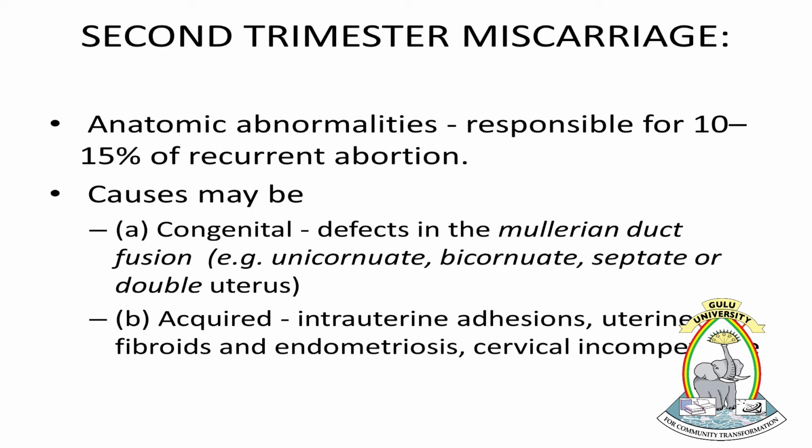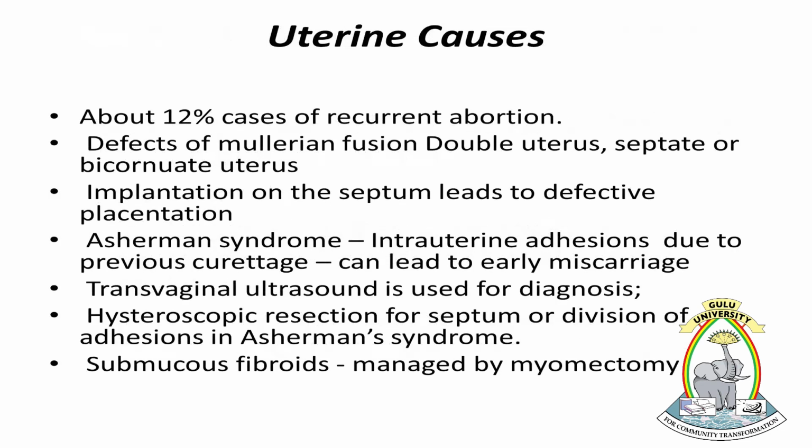If the pregnancy loss is within the second trimester, it may be because of anatomical, acquired defects. It may be congenital defects or acquired defects. The acquired defects may be because of adhesions that are created within the uterine cavity, especially Asherman syndrome. And then you have uterine fibroids and endometriosis that may also affect this and distort the architecture of the uterus, and then the cervix and cervical incompetence. The congenital, we will look at them later.